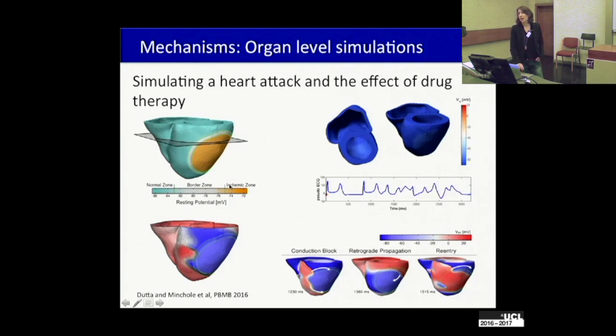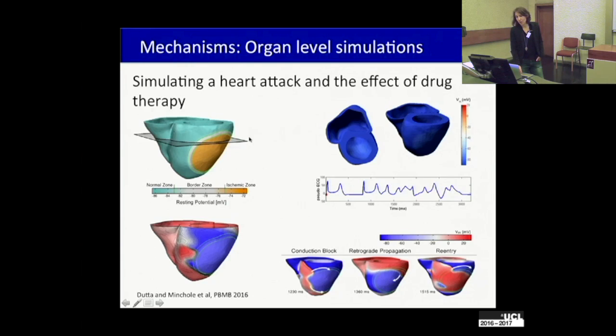In this one, our aim was to investigate and simulate a heart attack and the effect of drug therapy. In a heart attack, normally there is a region of the ventricles which is ischemic. Oxygen is not getting to that part of the heart. Here is the area, and it's surrounded by a border zone in which the appearance of ectopic activity that triggers a re-entry is higher.